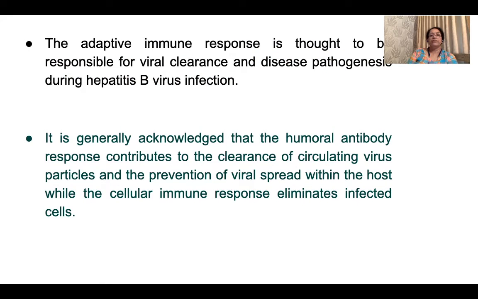The adaptive immune response is thought to be responsible for viral clearance and disease pathogenesis during hepatitis B virus infection. It is generally acknowledged that the humoral antibody response contributes to the clearance of circulating virus particles and the prevention of viral spread within the host, while the cellular immune response eliminates infected cells.